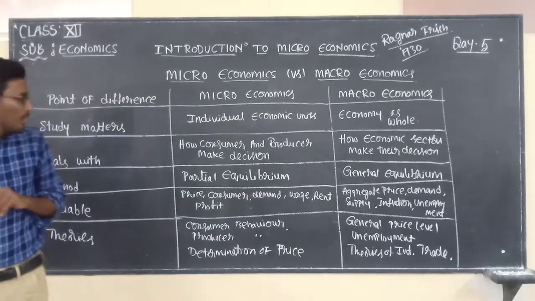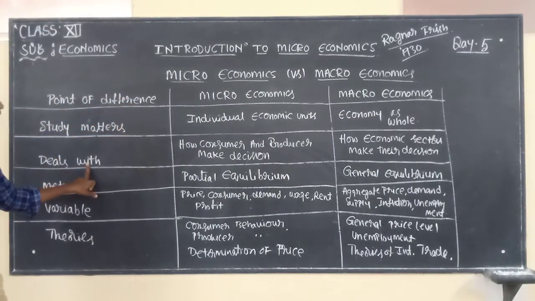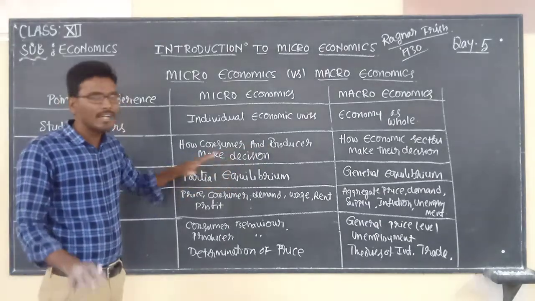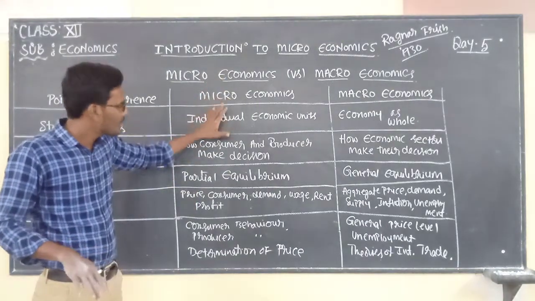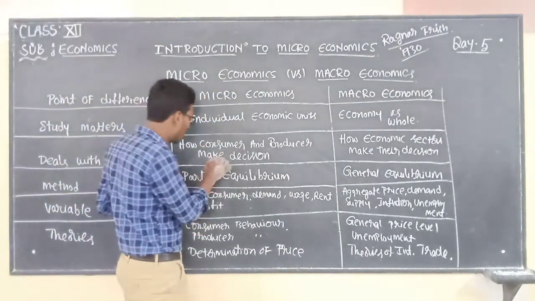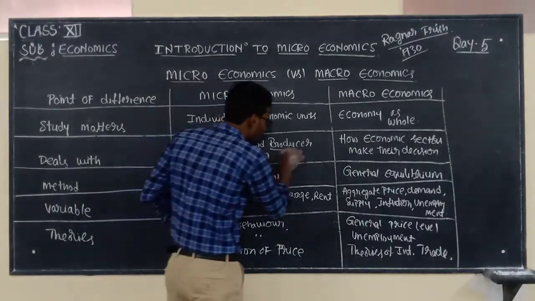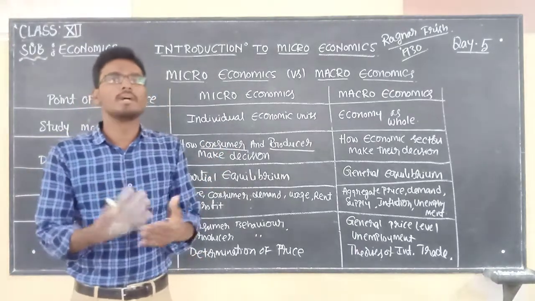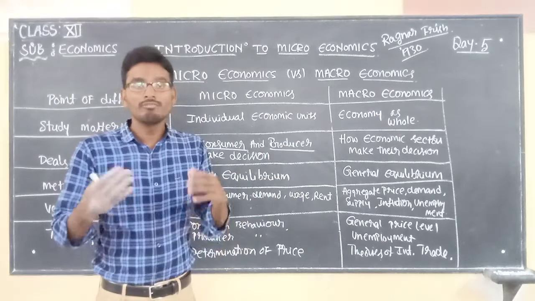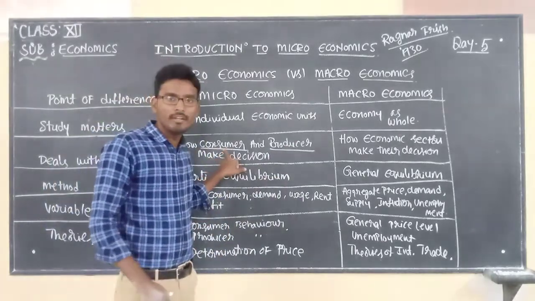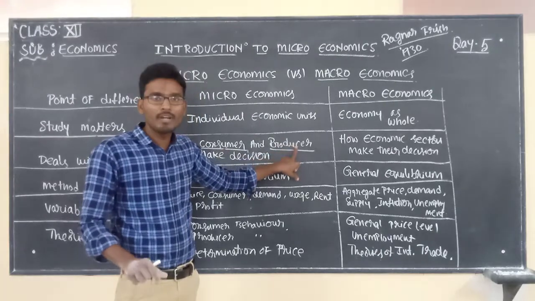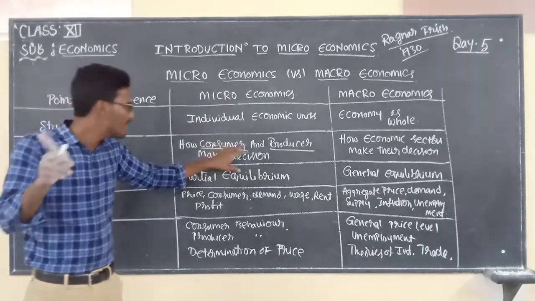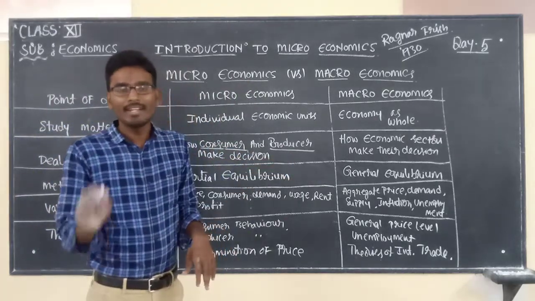Next, microeconomics deals with how consumers and producers make decisions. It is not considering the entire country. Microeconomics takes into consideration a consumer, one producer, and how they will take decisions. Consumer decision means what to purchase. Producer decision means what to produce. From the consumer point of view, what to purchase. From the producer point of view, what to produce. So microeconomics only deals with consumers as well as producers, and how they make decisions.